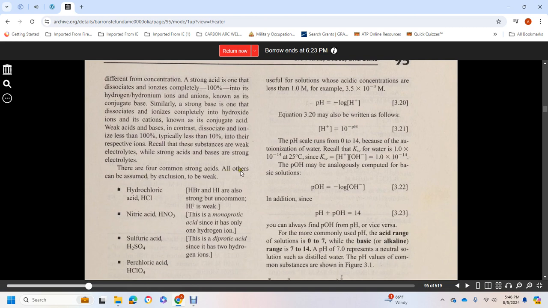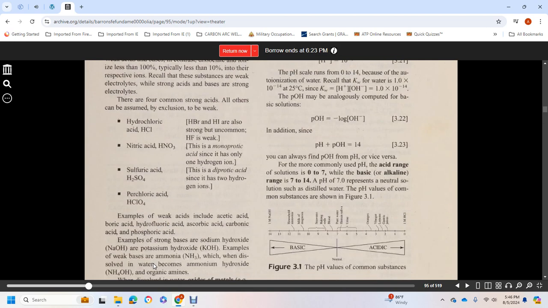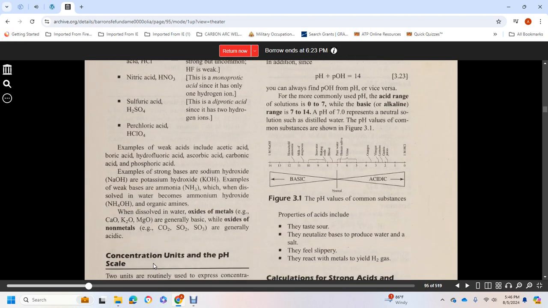They are common. There are 6 common strong acids, and all others are assumed to be weak: hydrochloric acid, nitric acid, sulfuric acid, perchloric acid, chloric acid. Examples of weak acids are acetic acid, boric acid, hydrofluoric acid, ascorbic acid, carbonic acid, and phosphoric acid. Examples of strong bases are sodium hydroxide, potassium hydroxide, and so on. An example of a weak base is ammonia, which dissolved in water gives ammonium and hydroxide, and organic amines. Metal oxides are generally basic oxides, and nonmetal oxides are generally acidic.